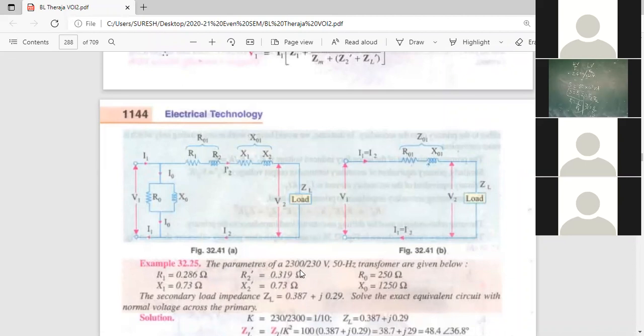R01 is equal to R1 plus R2 by K square. X01 is equal to X1 plus X2 by K square. Z01 is equal to Z1 plus Z2 by K square. If you want to write R02, X02, Z02 also, it is well and good in the exam. These 6 formulas: R01, X01, Z01, R02, X02, Z02. After drawing these 4 circuits, we have to write these 6 formulas. They'll give 5 marks. Sir, tell me.